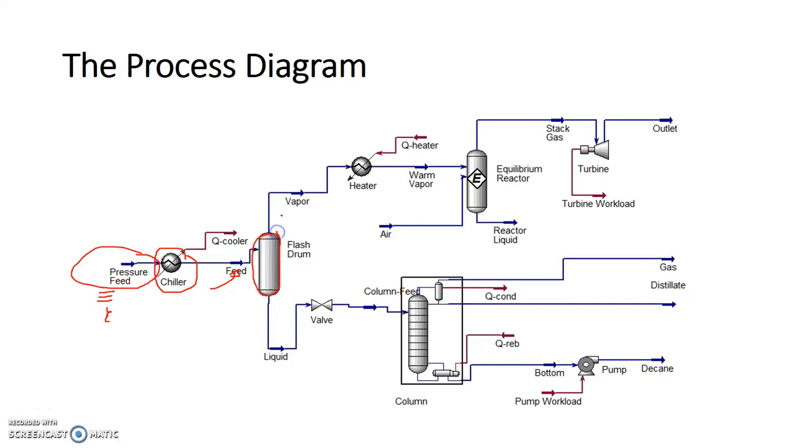The flash drum will separate the vapor, which must be volatile material, and the liquid will be the most heavy material. Now we continue with the vapor. We go to the heater. We heat the vapor right here because we're going to have a combustion. Actually, we're using this equilibrium reactor in order to use this similar to a combustion.